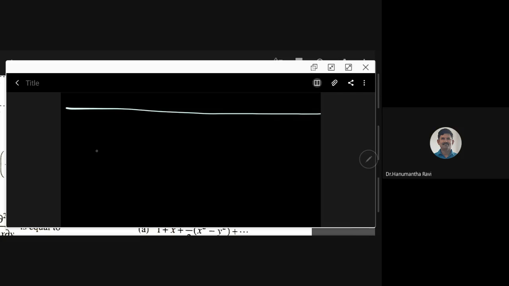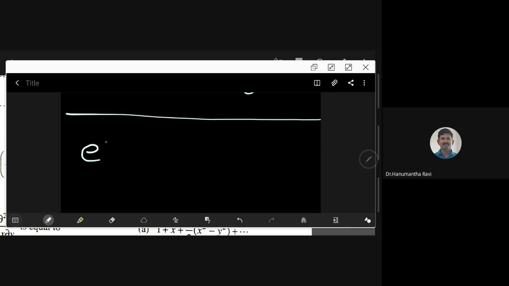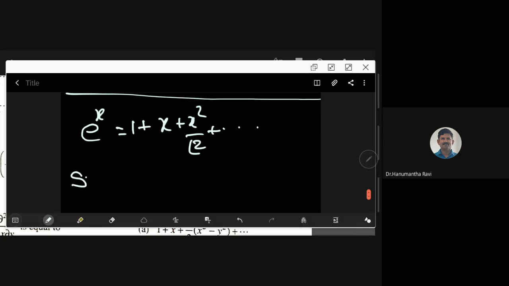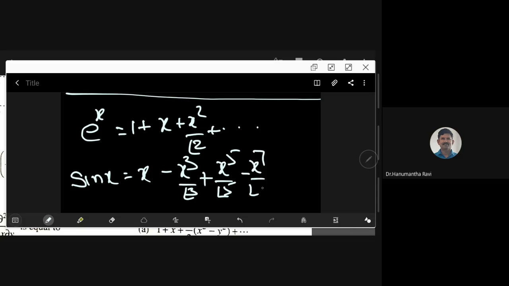If you remember e power x expansion, e power x is 1 plus x plus x square by factorial 2 plus etc. You need to remember this. Sin x is x minus x cube by factorial 3 plus x power 5 by factorial 5 minus x power 7 by factorial 7, likewise. Plus, minus, it alternates the sign.